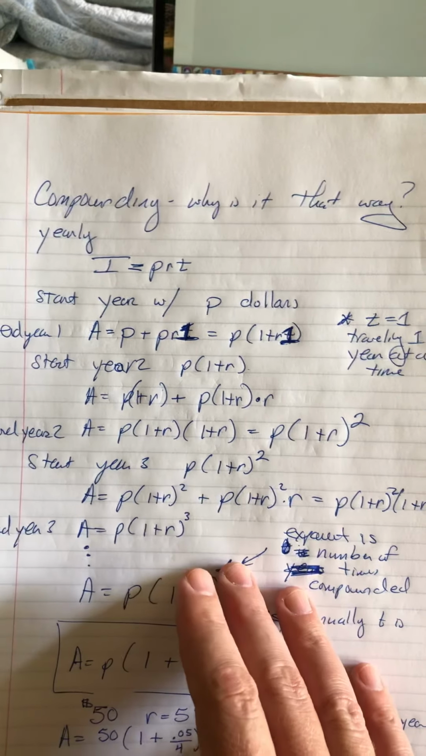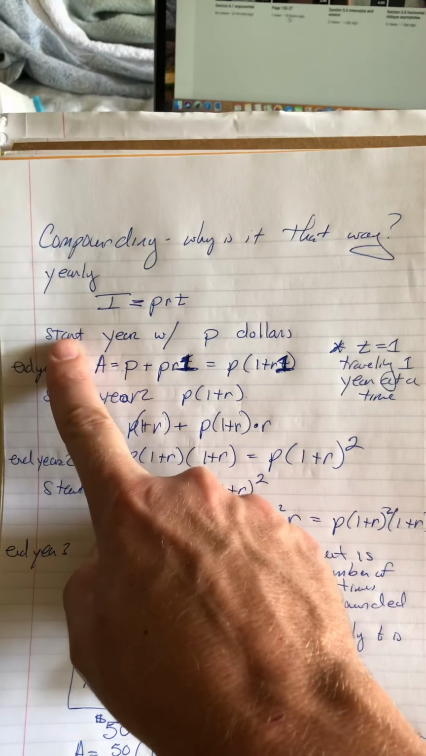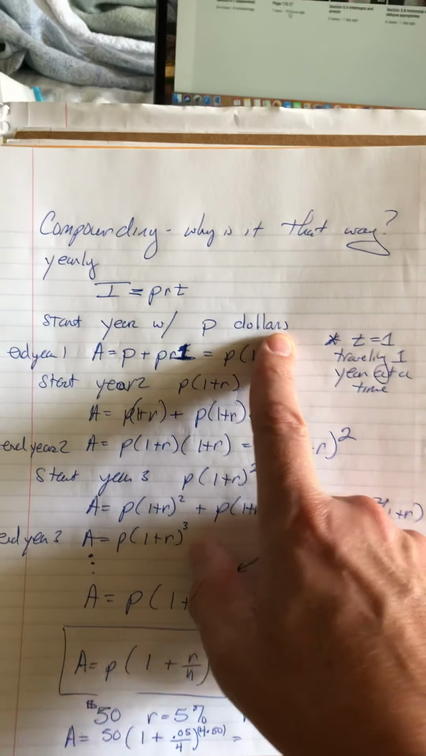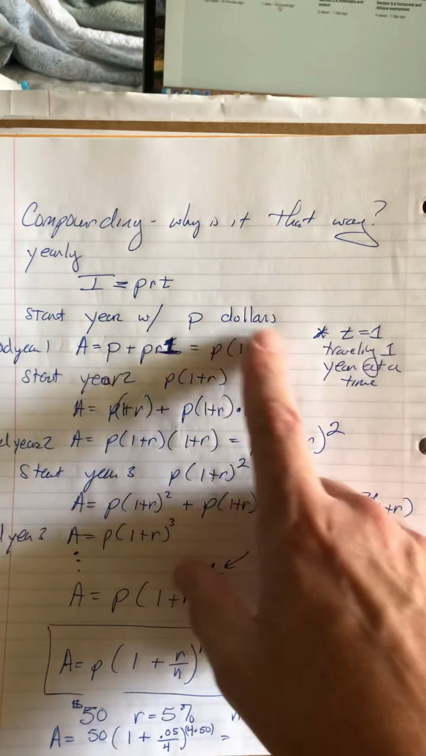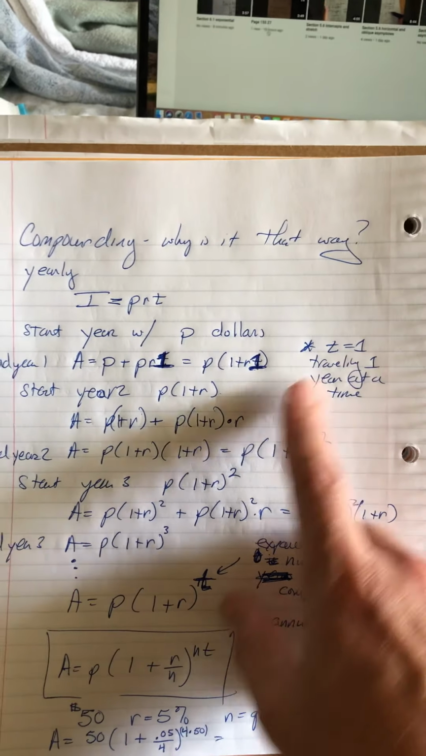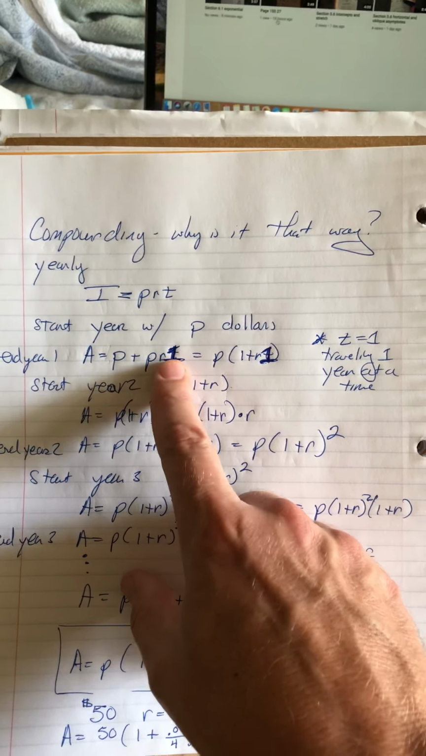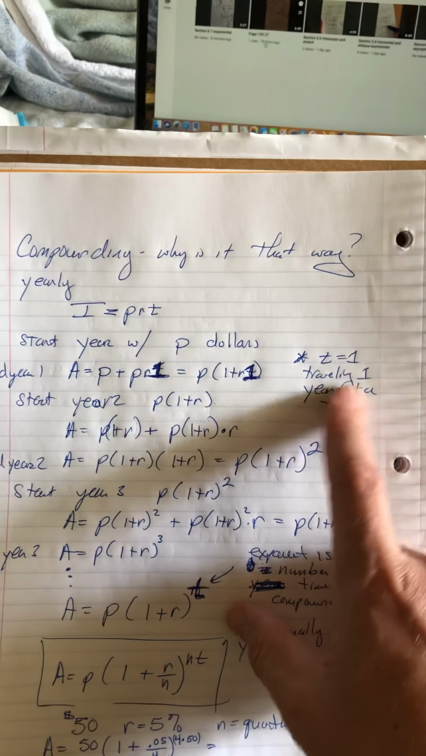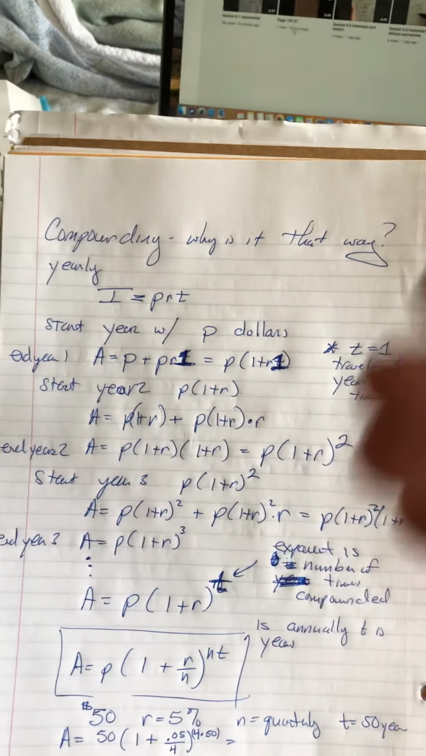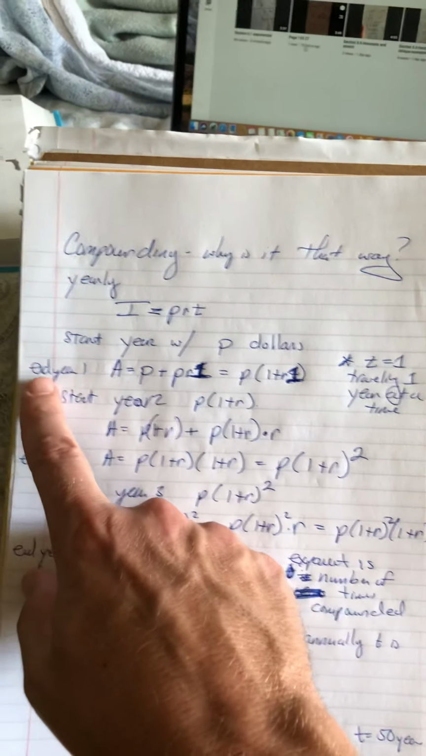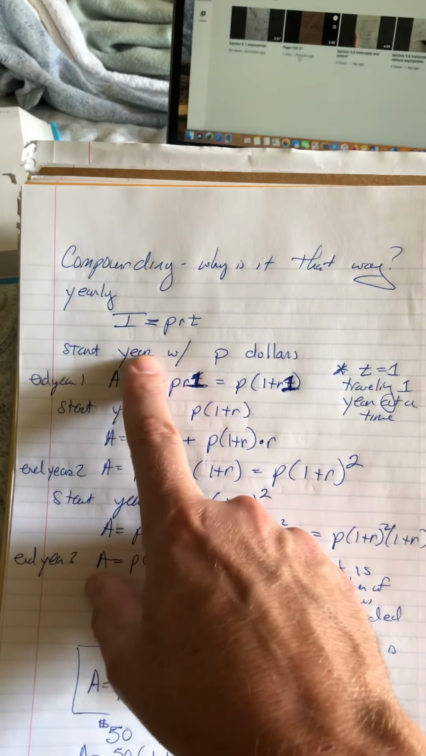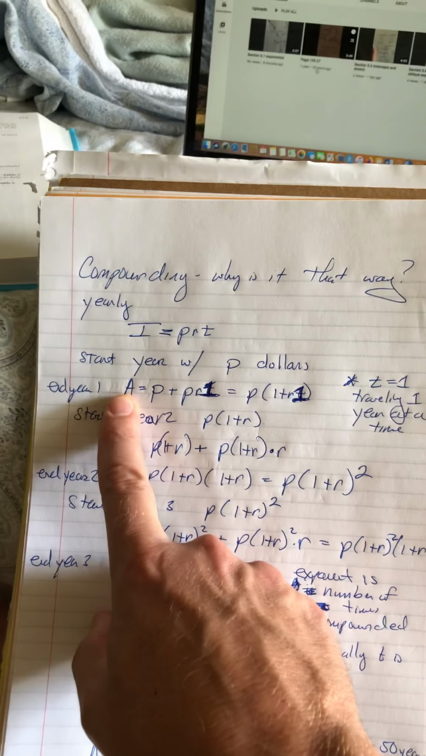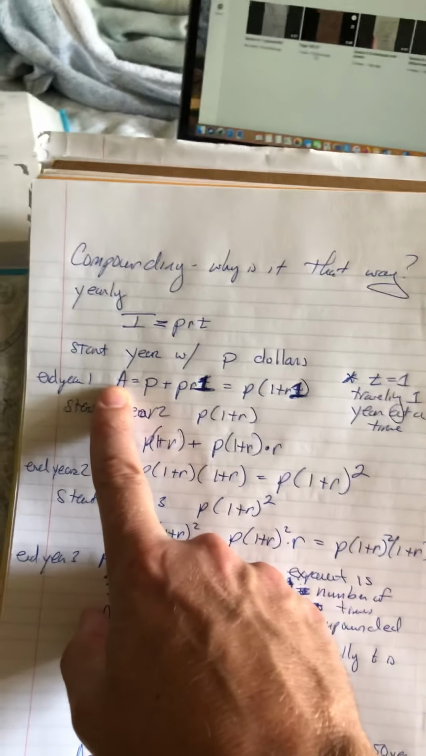Okay? So we're going to assume that we are starting with P dollars. In other words, that's our principal. And remember that T is equal to 1. So in our PRT, that's a 1. Okay? And we're traveling at 1 year increments in time, and we need to think about it from that perspective. So we're going to start with P dollars, and we're going to try and figure out the amount of money that we have in the future.